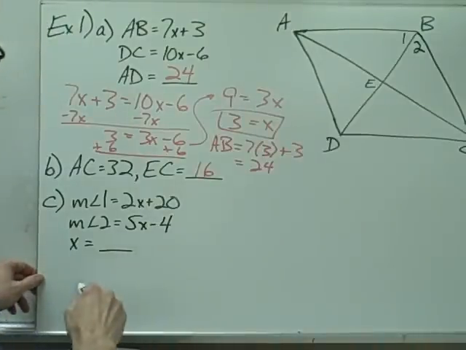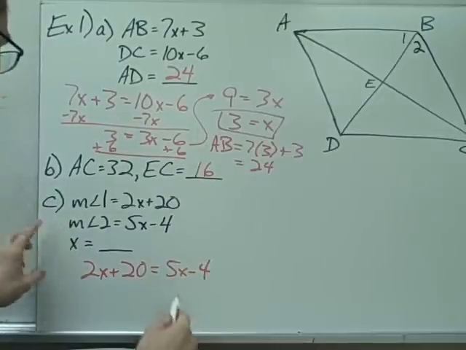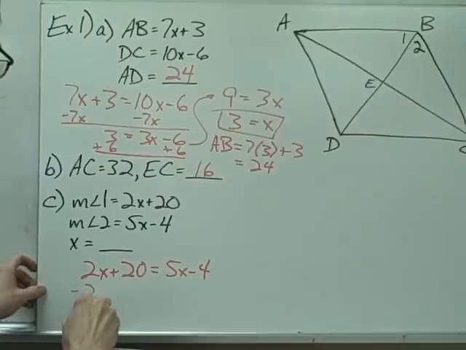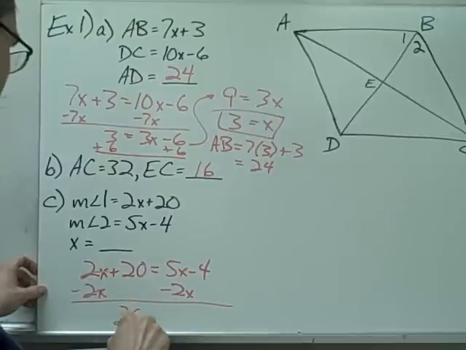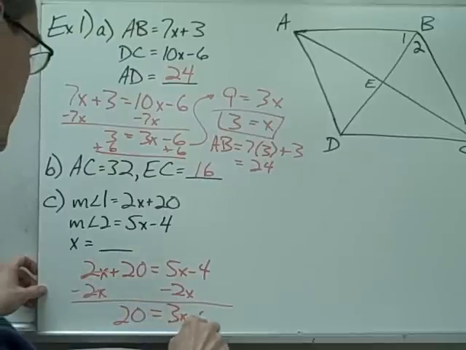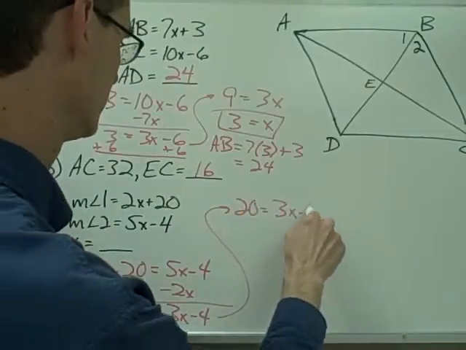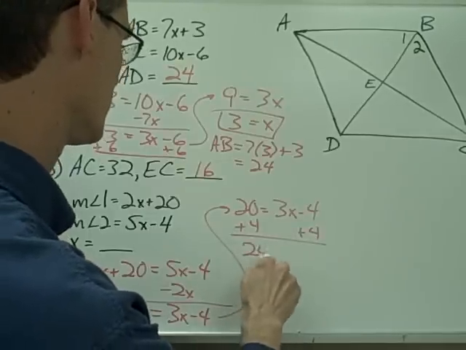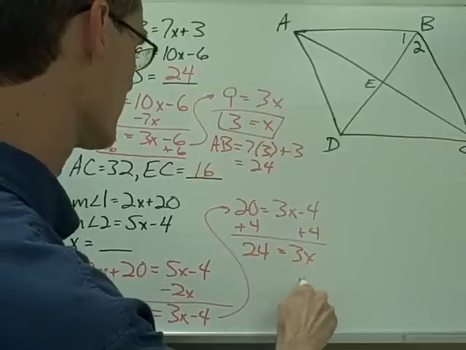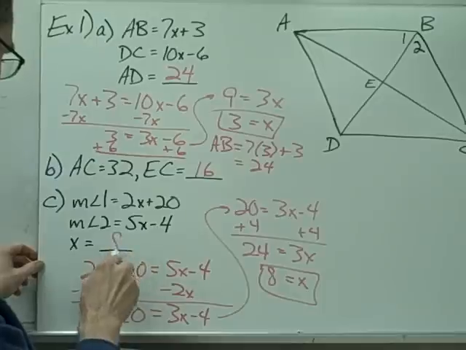So I've got 2x plus 20 equals 5x minus 4. And let's see, let me subtract 2x from both sides. It gives me 20 equals 3x minus 4. And I'm going to add 4 to both sides. That gives me 24 equals 3x, so x equals 8. And that's what I'm looking for.